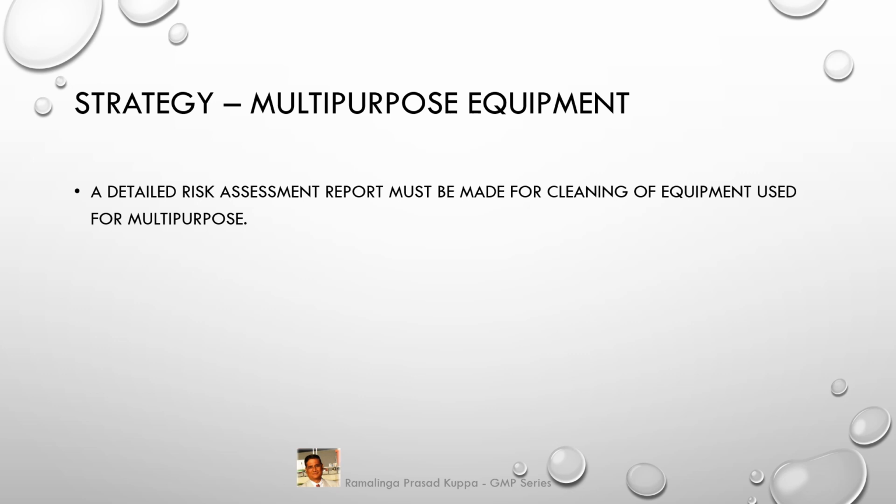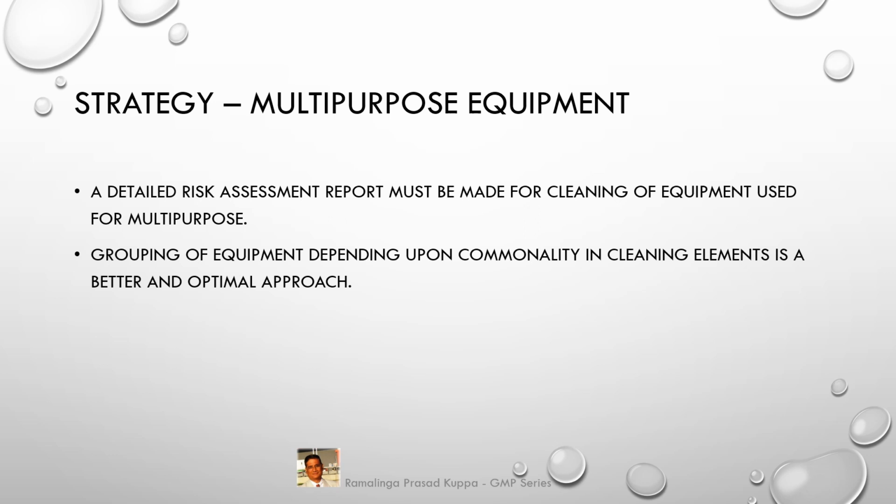A detailed risk assessment report must be made for cleaning of equipment used for multi-purpose. Useful tools like FMEA, FMECA, HACCP should be used to get a comprehensive risk assessment report. Grouping of equipment depending upon commonality in cleaning elements is a better and optimal approach. Common cleaning elements include the use of common detergents, common procedure, solubility, etc.